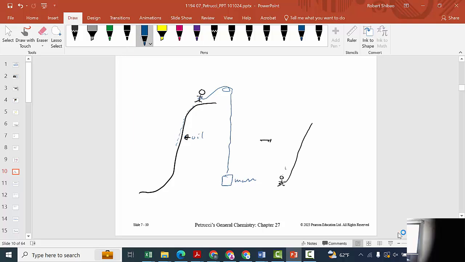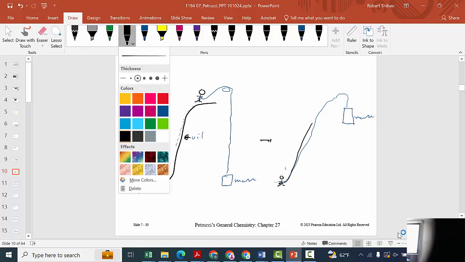Oops, it should be blue. And now we have the mass at the top, the slide. So here we have very little heat, mostly work. So the energy that was lost went somewhere. The energy that was lost went into doing work. And the work that was done is lifting up the mass.